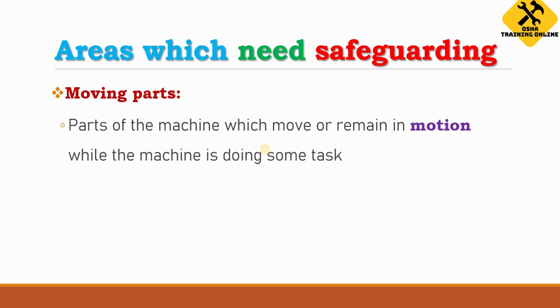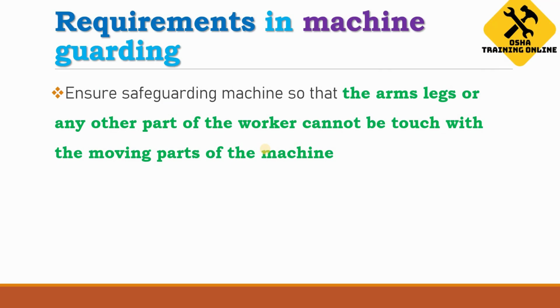We have to bear in mind that those parts of the machine which are in motion should be safeguarded in order to protect the worker, when the machine is doing some task. The next point is what are some of the requirements in machine guarding. The first requirement is to ensure safeguarding of the machine so that the arms, legs or any other part of the worker cannot be touched by the moving parts of the machine.